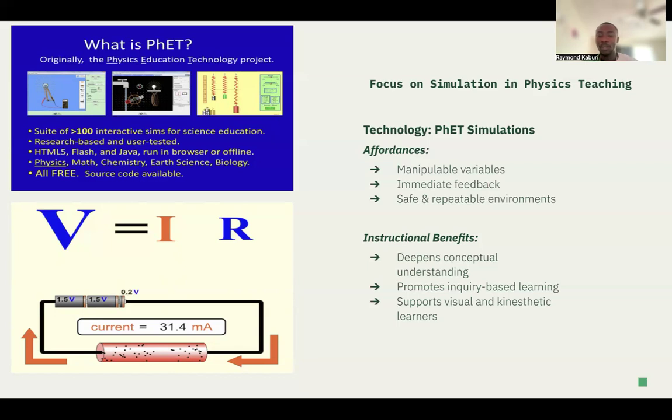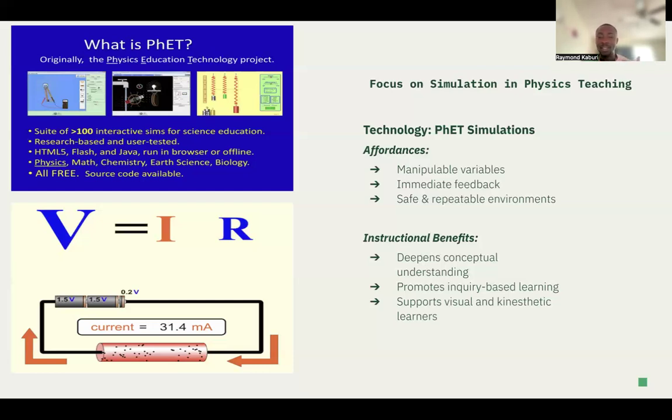So, having that in mind, let's focus on the simulation in physics education. The technology that we are talking about is the physics educational simulation, which we usually refer to as the PhET simulation. And like we mentioned, we need to consider the affordances and instructional benefits, then we move on to the approach or instructional strategies to use. So the tech affordances: this technology is manipulative. You can manipulate different variables. It gives immediate feedback, and it's a safe and repeatable environment that you can do over and over again.